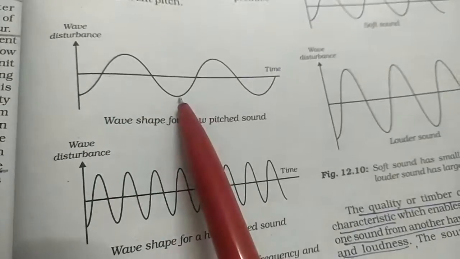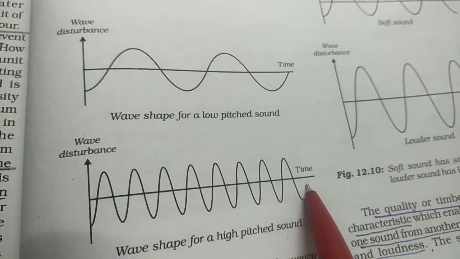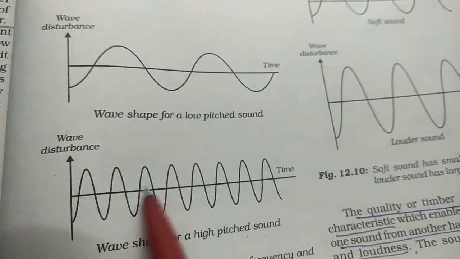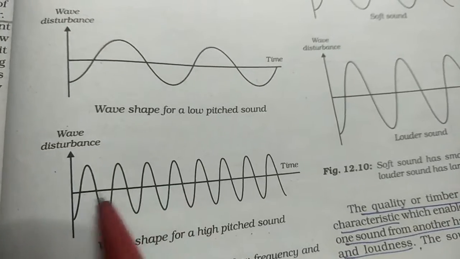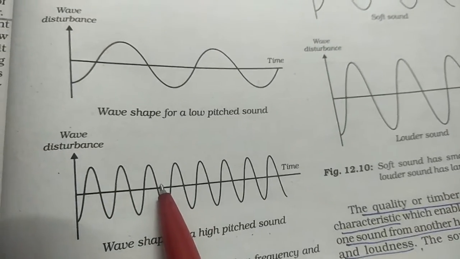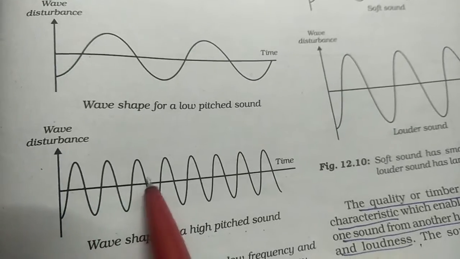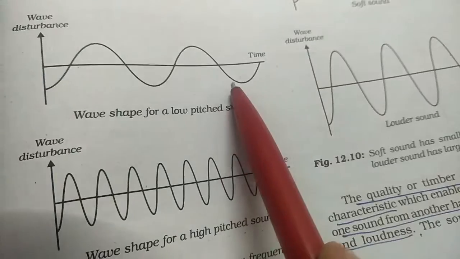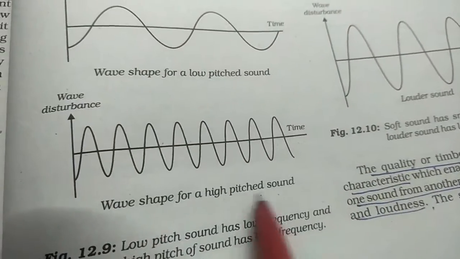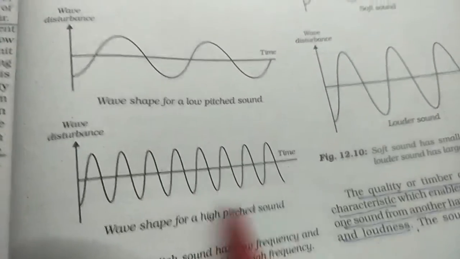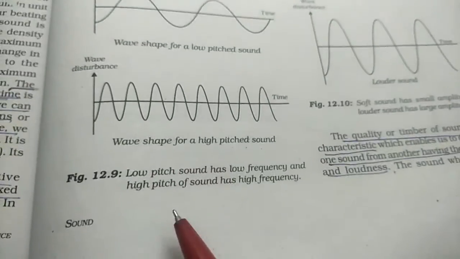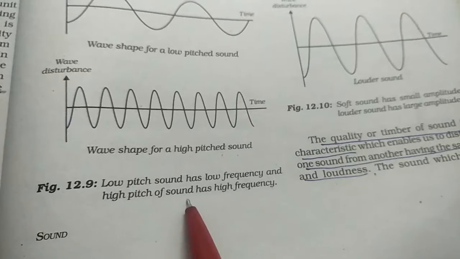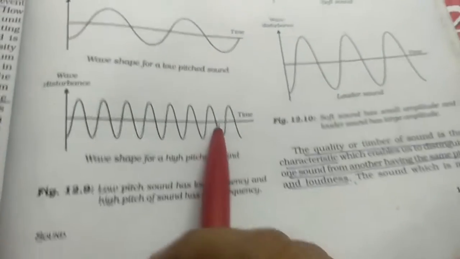So the frequency here is more. Okay, this is a high pitched sound. So in the same time period you have got more oscillations, more frequency. Okay, and the time period is less because of more frequencies. So such waves are low pitched and such waves are high pitched. Okay, so a low pitch has got low frequency and high pitch has got high frequency.